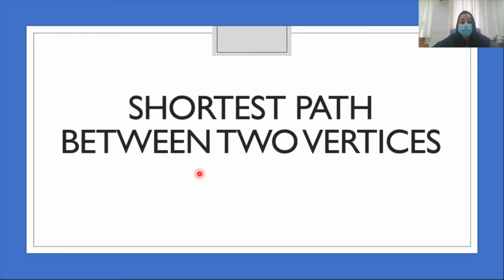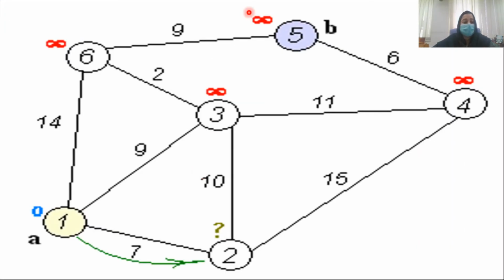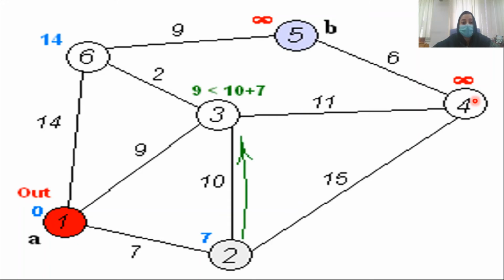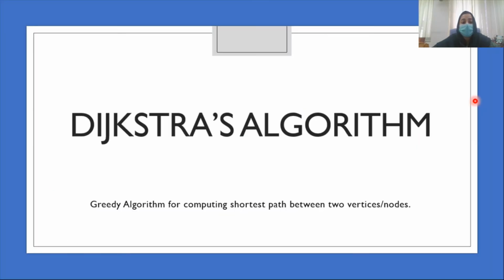Shortest path between two vertices. What if you have a graph of cities and you want to find the shortest path between two cities? Here is what we are going to do. We are going to learn a simple algorithm that is used to find the shortest path between two vertices of a graph. For example, in this graph, if you want to find the shortest path from 1 leading to 4, we will apply an algorithm. That algorithm is called Dijkstra's algorithm. It's a greedy algorithm for computing the shortest path between two vertices or nodes.